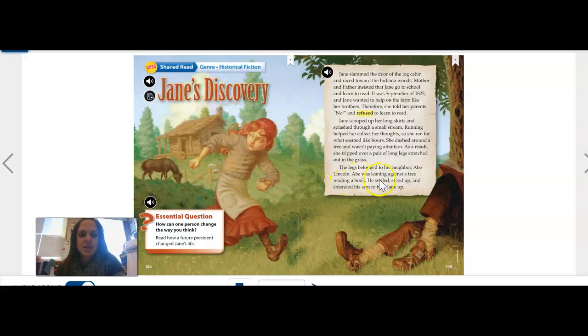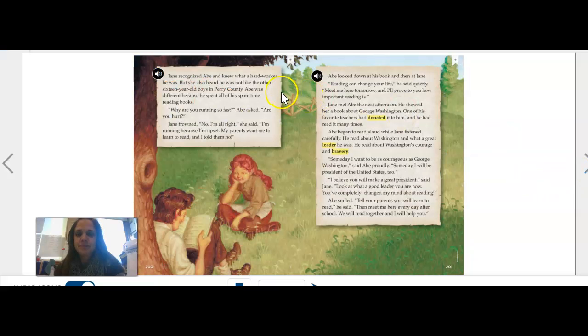Abe was leaning against a tree reading a book. He smiled, stood up, and extended his arm to help Jane up. Jane recognized Abe and knew what a hard worker he was. But she also heard he was not like the other 16-year-old boys in Perry County. Abe was different because he spent all of his spare time reading books. "Why are you running so fast?" Abe asked. "Are you hurt?" Jane frowned. "No, I'm all right," she said. "I'm running because I'm upset. My parents want me to learn to read, and I told them no."